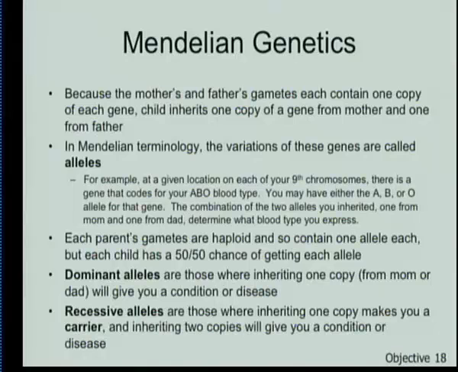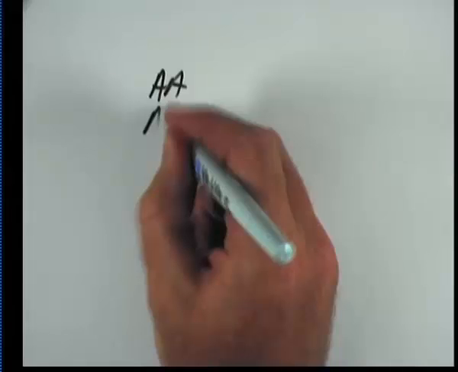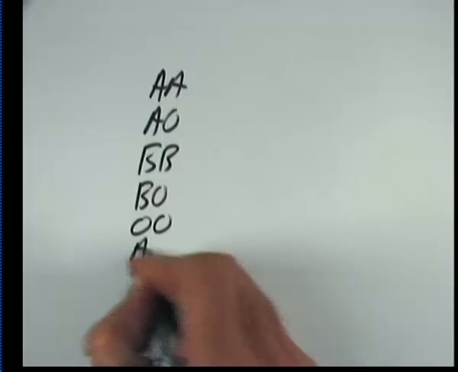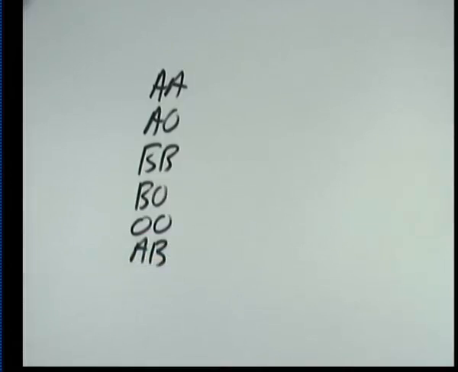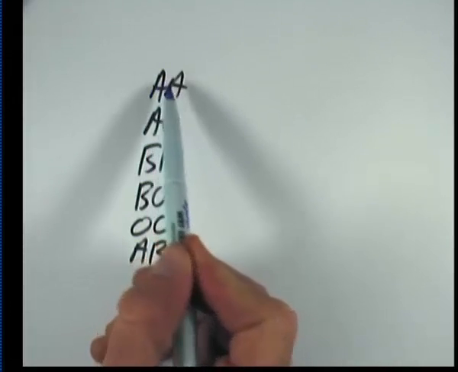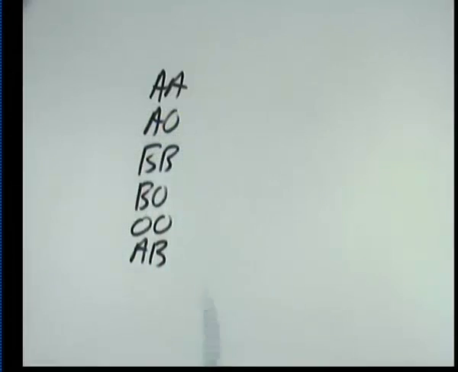And that's genotype versus phenotype. Now, the reason that happens is, let's look at those options. Someone can be AA, someone can be AO, someone can be BB, someone can be BO, someone can be OO, someone can be AB. Those are the options. Remember that you inherit one allele from each parent. So this would be, dad gave you an A, mom gave you an A. One parent gave you an A, the other gave you an O. B, B, and so on and so forth.